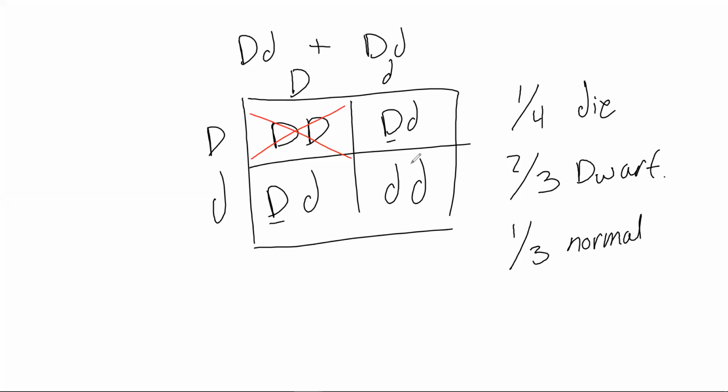So let's do a different one. Say, for instance, you have a normal parent and a parent with dwarfism. Give me all of the phenotypic ratios.